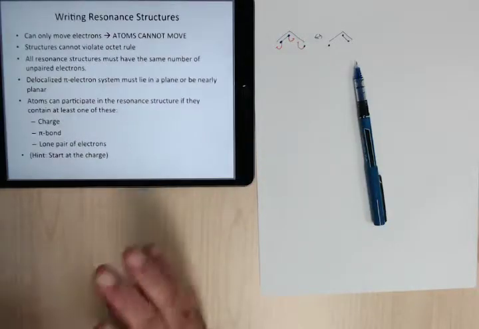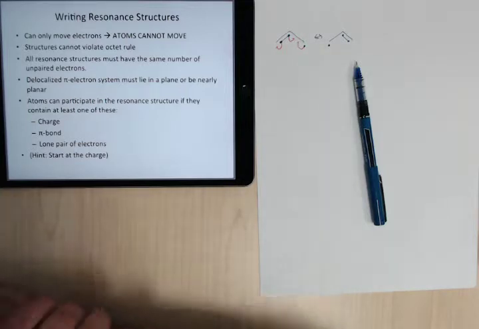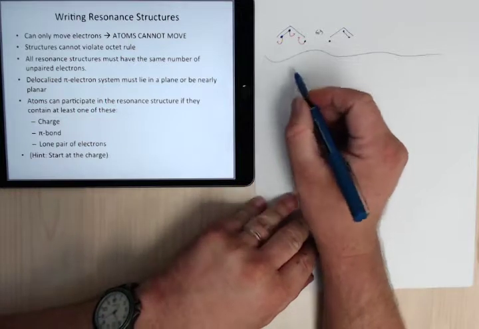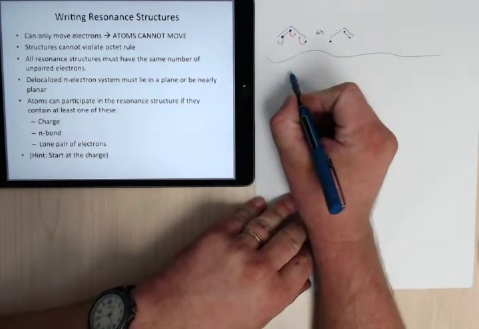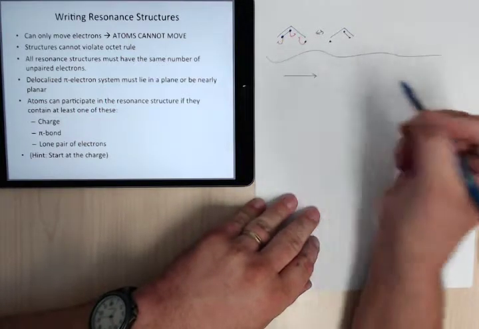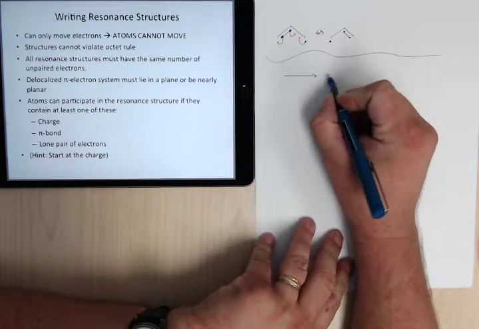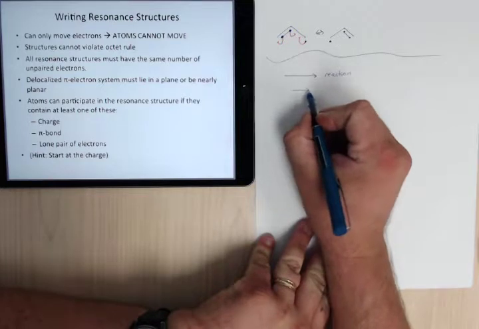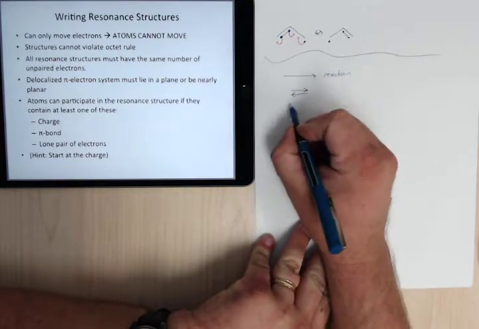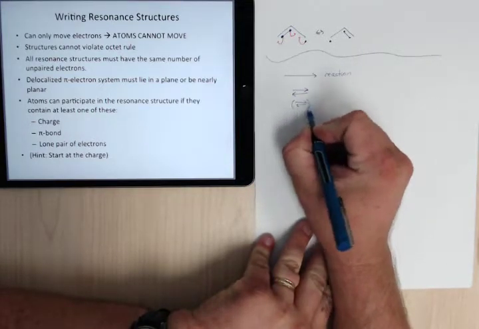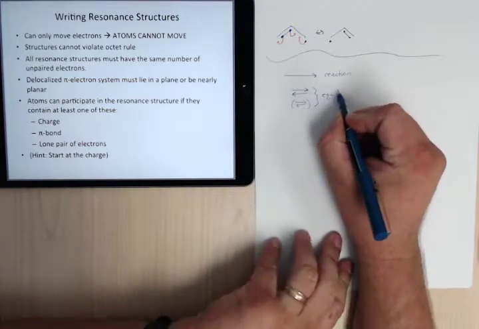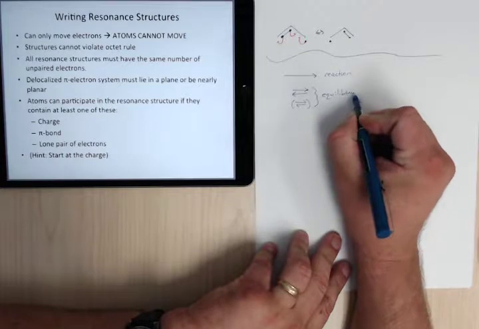Just as a reminder for writing resonance structures: each arrow signifies something different. If you have a straight arrow, that's a reaction. If you have 2 arrows going back and forth, or sometimes I'll write it like this, it doesn't really matter, this is an equilibrium.